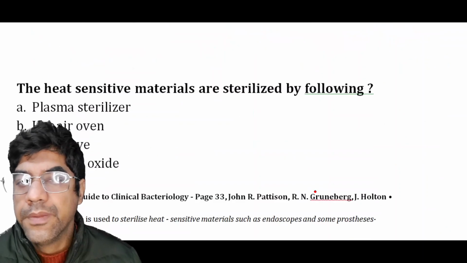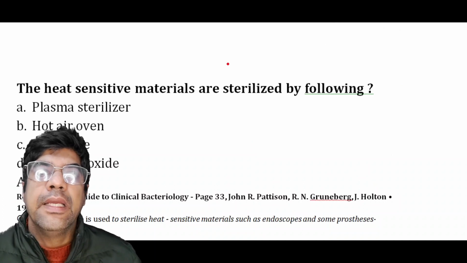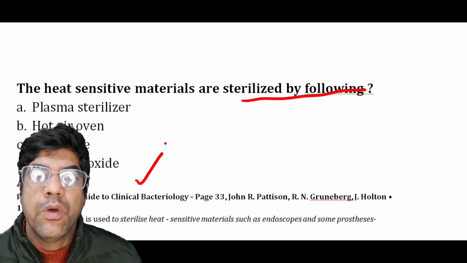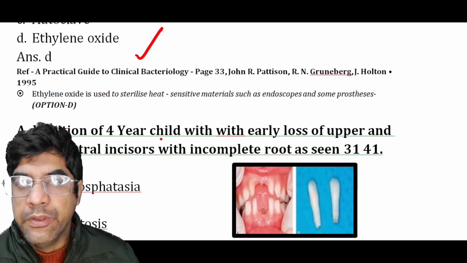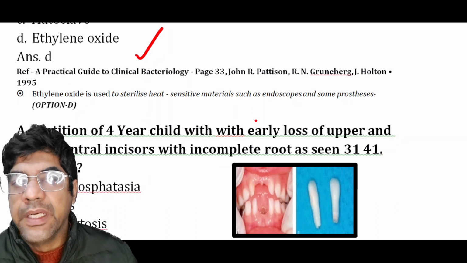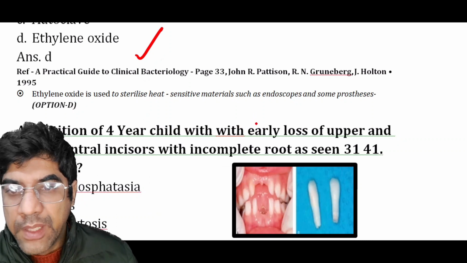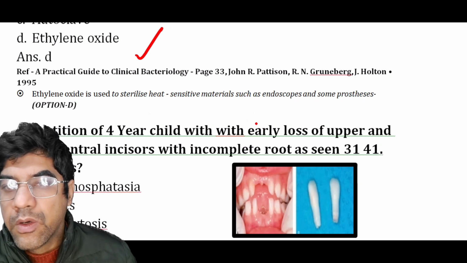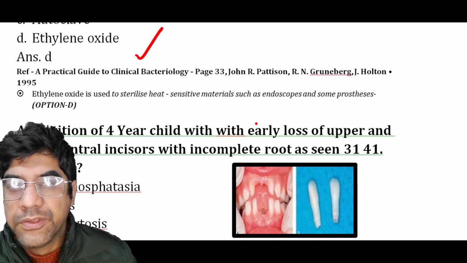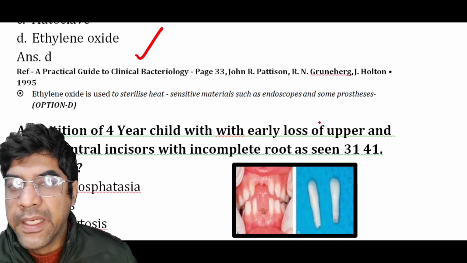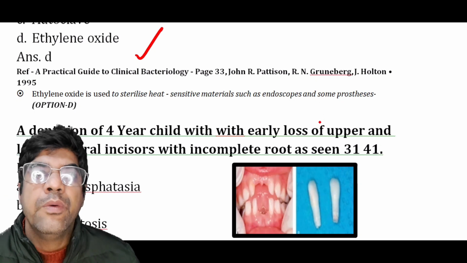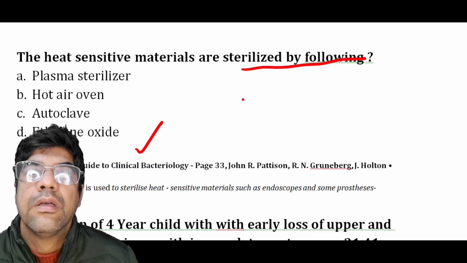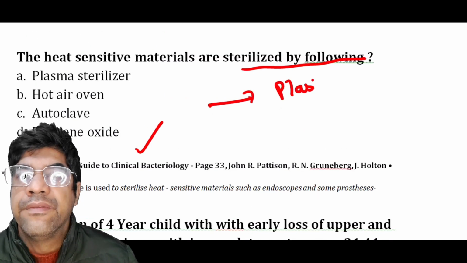Coming to the next question, the heat sensitive material are sterilized by, the answer is ethylene oxide. We know ethylene oxide is a gas that is commonly used for sterilization of heat sensitive material. It is suitable for items that cannot withstand the high temperature of steam, autoclaving or dry heat ovens. So ethylene oxide is effective in penetrating various materials including the plastics and the fabrics.